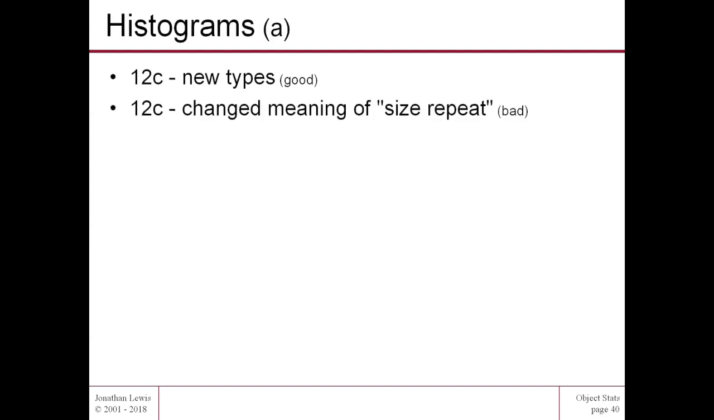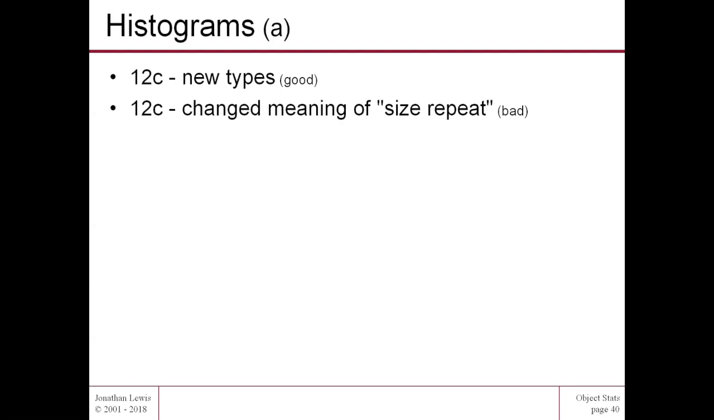A bad thing that happened in Oracle 12c, which makes me say to people, well, forget what I used to tell you for 11g and earlier: size repeat has changed its meaning. In earlier versions of Oracle, if you put in a gather method size repeat, Oracle would say, if you've got a histogram now, I will gather a histogram next time I gather stats. In Oracle 12c, it means if you gathered a histogram last time, I will gather a histogram using the number of buckets which I can see at present. And this has a very nasty side effect.